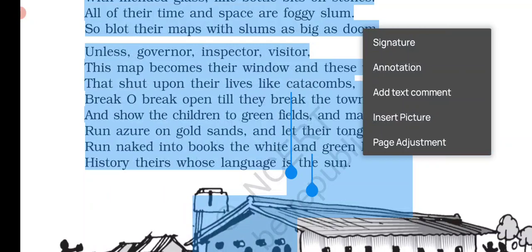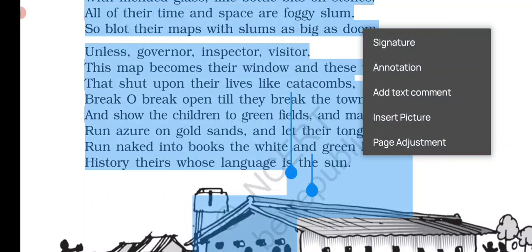So you could see in the last line, "history theirs whose language is the sun." The poet has wound up his poem. He ended his poem on a very positive note, and he has expressed that only the people who are knowledgeable, those who have this hunger for knowledge, those who want to learn, are the ones who create history. Understand? And they have the history.